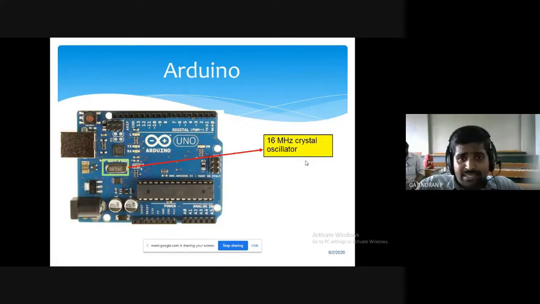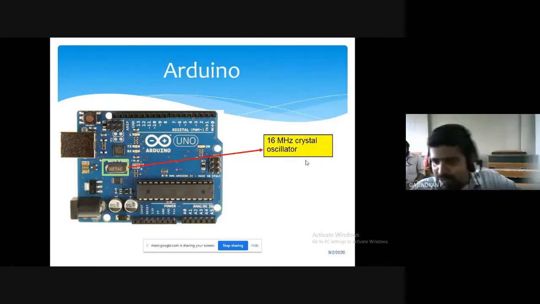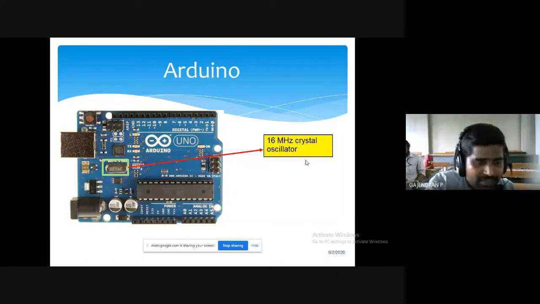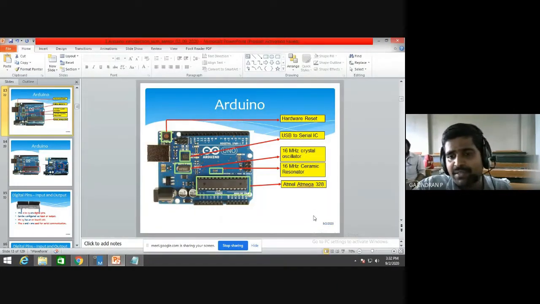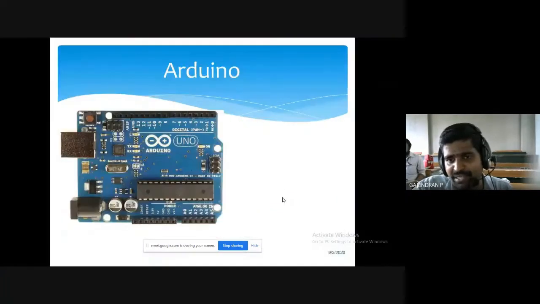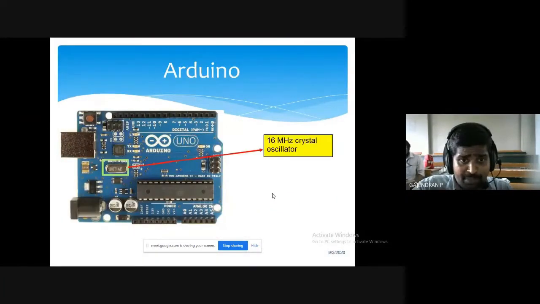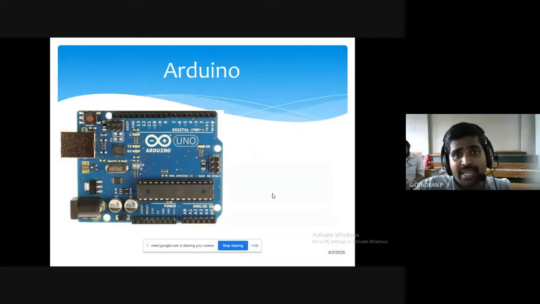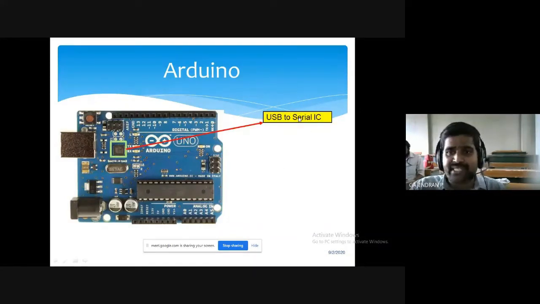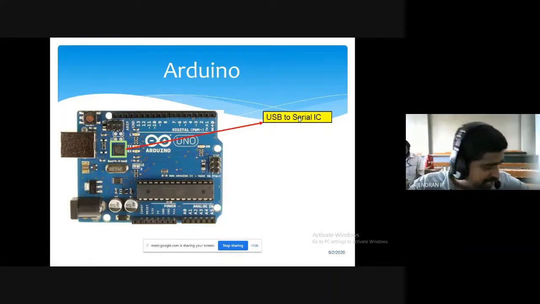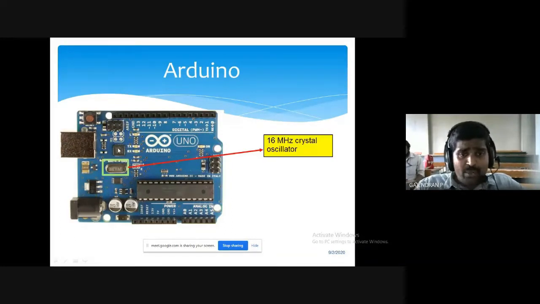Then this one, the 16 megahertz crystal oscillator. Can anyone type in the chat box, what is the function of a crystal oscillator in short? Reference clock, isn't it? So this particular crystal oscillator is the reference clock for the USB to serial IC. This will decide your baud rate of communication. That and all we will discuss later. Here you have two ICs and two crystals. The first crystal, what you are seeing here, is used for communication.